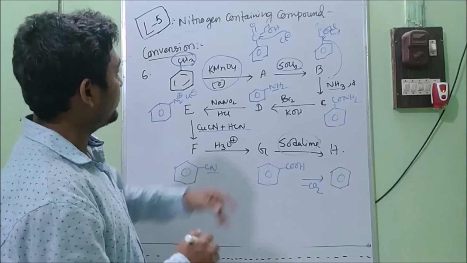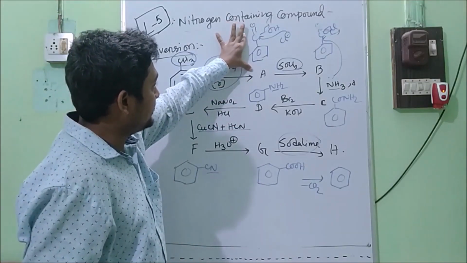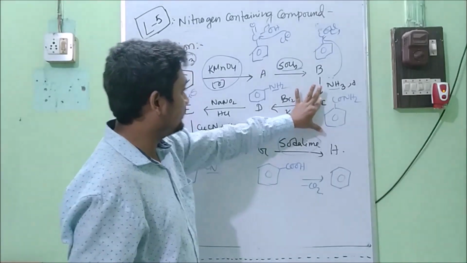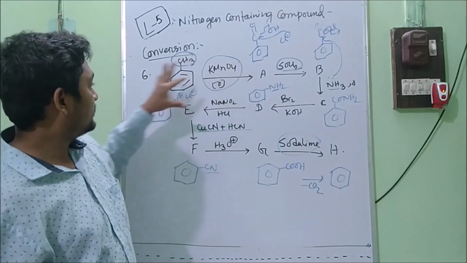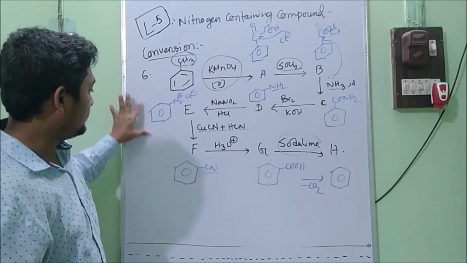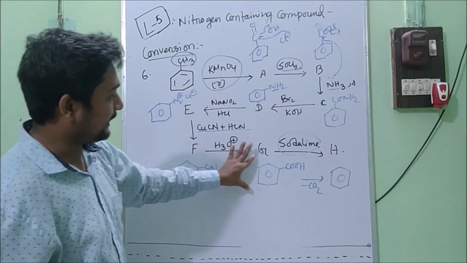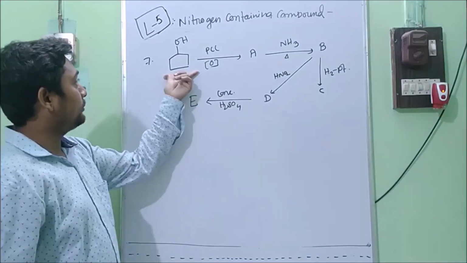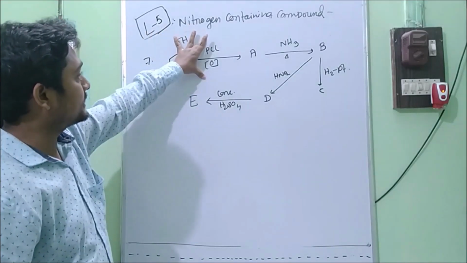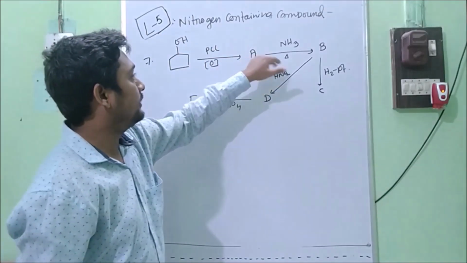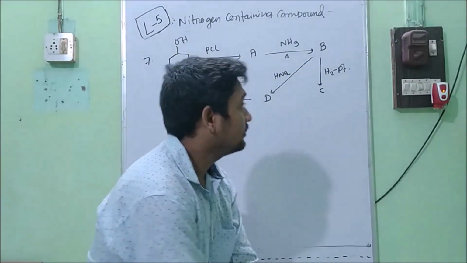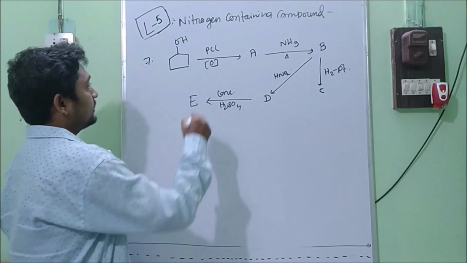So the structure of A is benzoic acid, then benzoyl chloride, then benzamide, then aniline, then benzene diazonium chloride, cyanobenzene, again benzoic acid, lastly benzene. Next one, cyclopentyl alcohol. On reaction with PCC, there is A and B, C, D, E. Let's see what product we got.